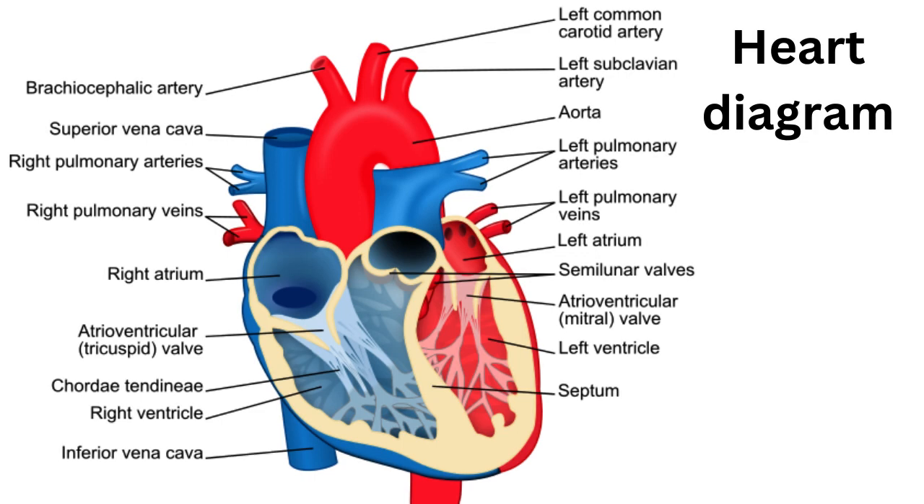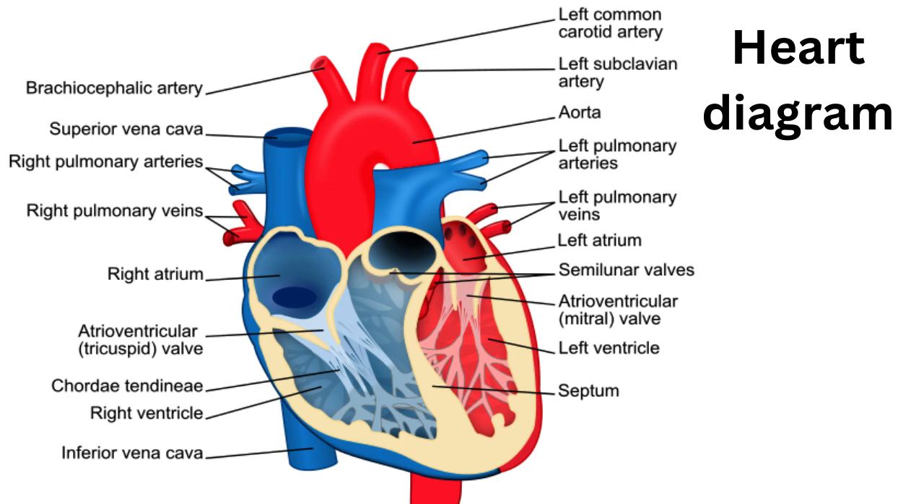The human heart is a complex organ that pumps blood throughout the body. It is located in the thoracic cavity, between the lungs, and is protected by the rib cage. The heart is divided into 4 chambers: the right atrium, the left atrium, the right ventricle, and the left ventricle.